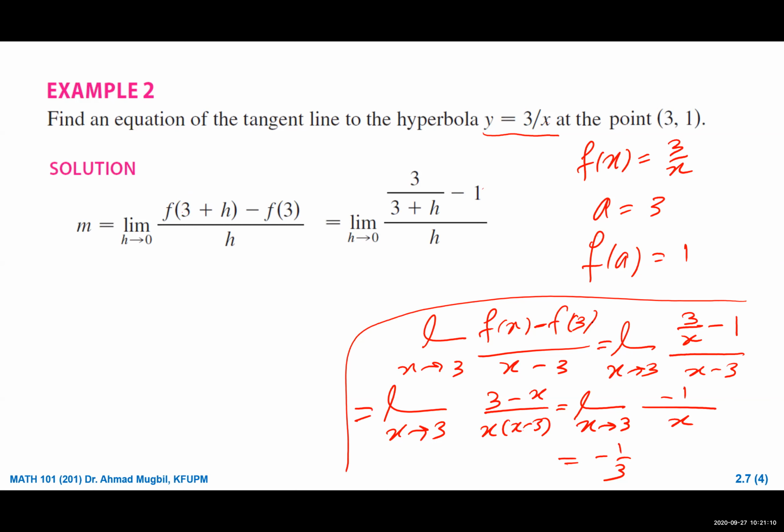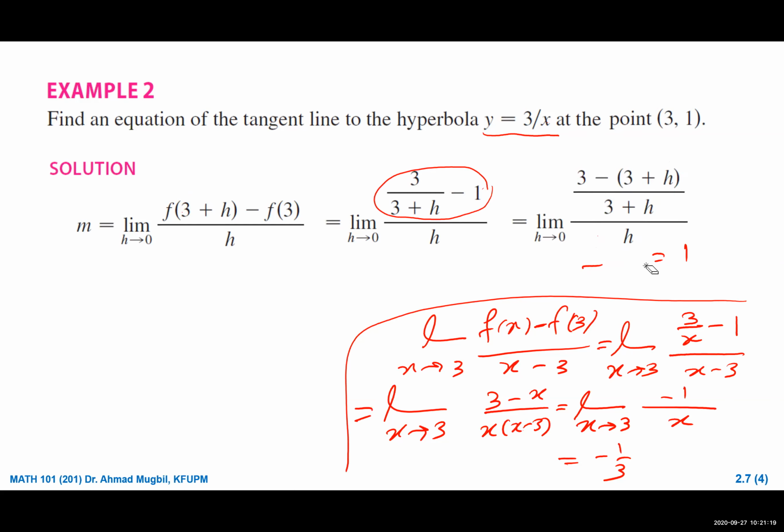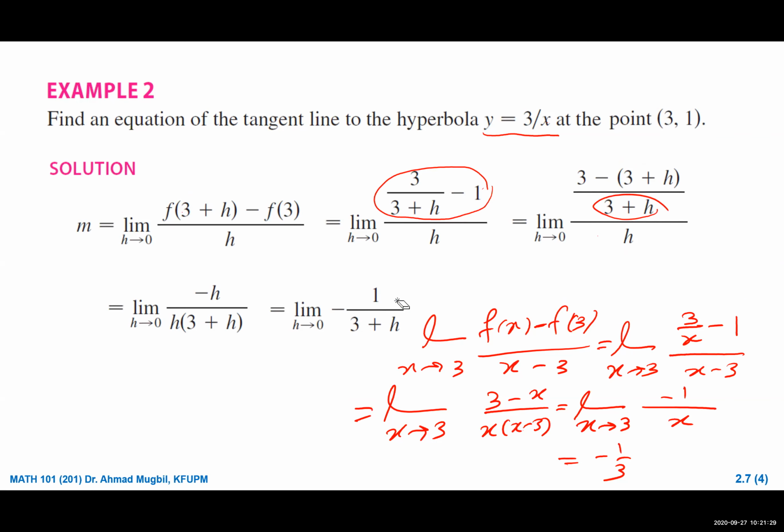Now do the same as I did here. Make this one a single fraction, then simplify. So he made it a single fraction. Now this will be in the denominator. Now cancel h with h. You have negative 3. When h goes to 0, this will be 0. It will be negative 1 over 3. And it is the same.